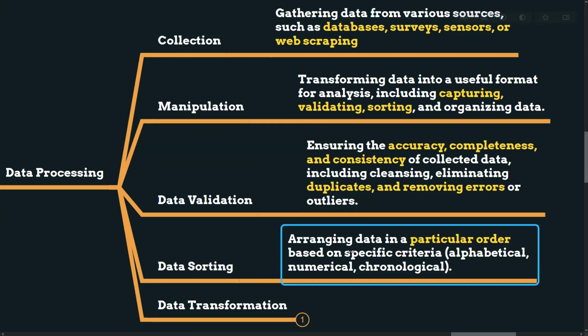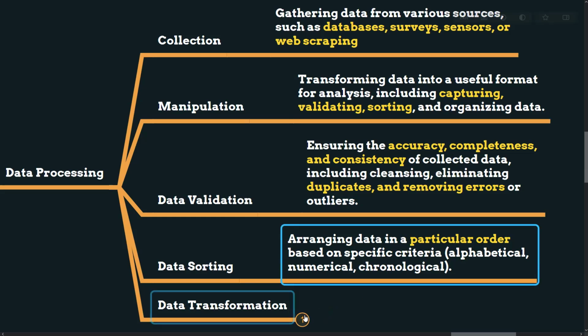And data sorting means, in the Excel sheet also, we can sort the data in alphabetical order. If you have a name list, we can sort the data from A, B, C, D. Or for numbers, ascending order, from the highest number to the lowest number. So for our use case, we arrange the data in a particular order based on specific criteria: alphabetical, numerical, chronological. That's something called data sorting. You might sort the sales data by date to see which days were busiest, right?